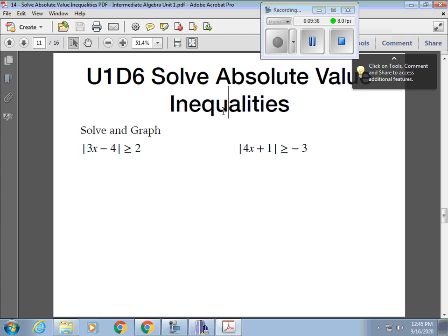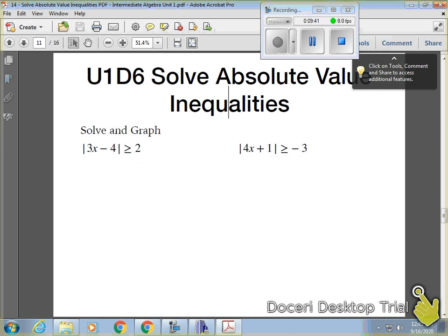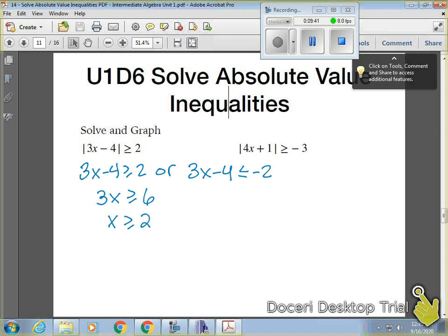Here I have absolute value of 3x minus 4 is greater than or equal to 2, and absolute value of 4x plus 1 is greater than or equal to negative 3. First one, I'm going to have 3x minus 4 is greater than or equal to 2, or 3x minus 4 is less than or equal to negative 2. Add 4 to both sides. 3x is greater than or equal to 6. Divide both sides by 3, and you get x is greater than or equal to 2.